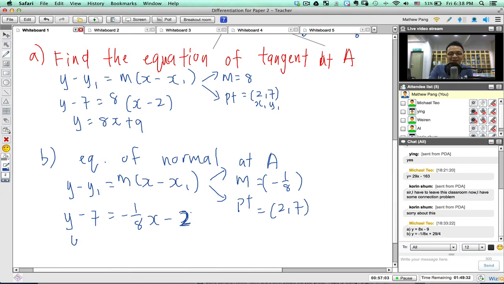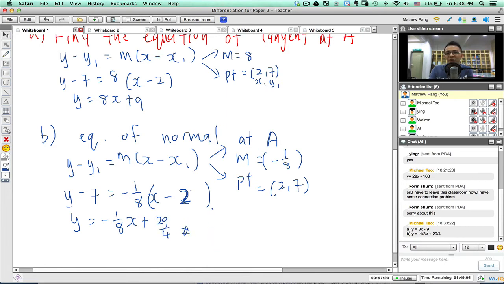Okay, I moved the negative 7 here to become plus 7, but I move it later. Sorry, here you have a bracket. So this is negative 1 over a times x minus this one; negative multiplied by negative will be positive. So it will be plus 1 over 4. 1 over 4 plus 7, you will have 29 over 4. Alright, so this one will be the equation of the normal.